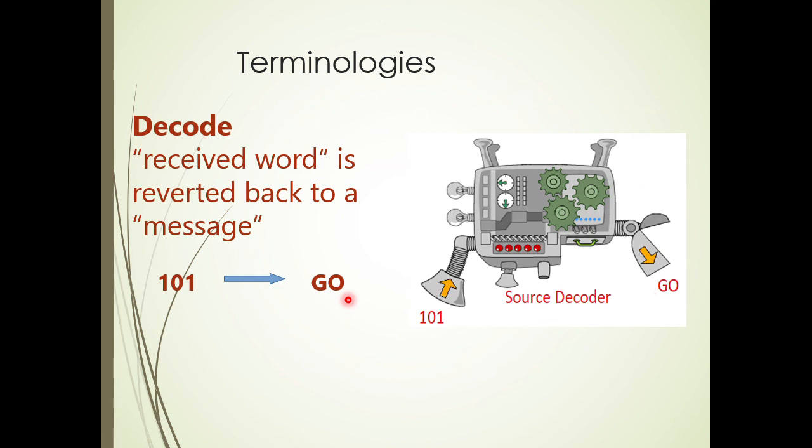So this ends the discussion on important terminologies concerning coding theory. For the next video, we will discuss error correcting codes and error detecting codes.